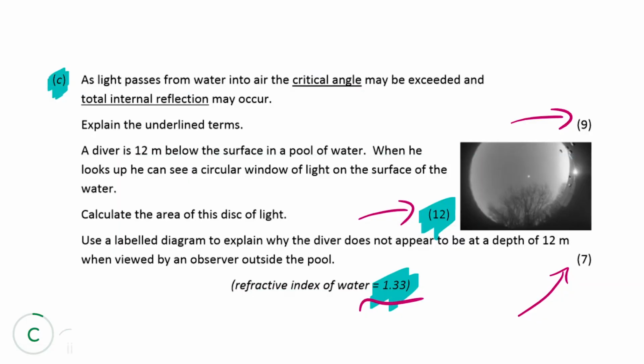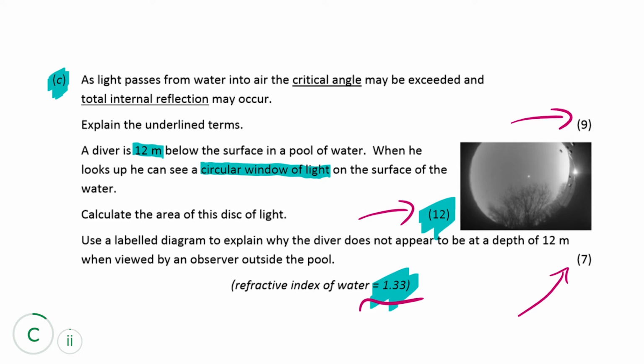Okay, so we're going to move back to our question 12 part C, because we are given information which we will need in order to answer the following questions. We are told that a diver is 12 meters below the surface in a pool of water, underlining or highlighting all numerical values which we are given. Now, when this diver looks up, he can see a circular window of light on the surface of the water. This circular window of light, by the way, is also called Snell's window. With this information, we are subsequently asked to calculate something.